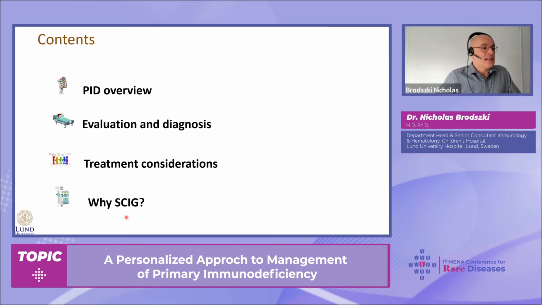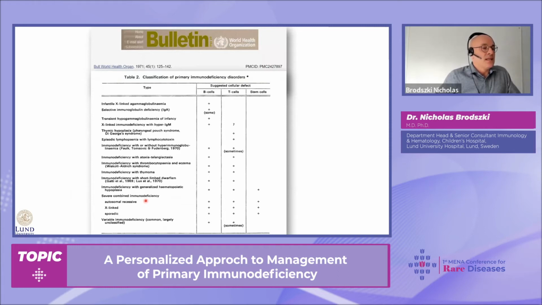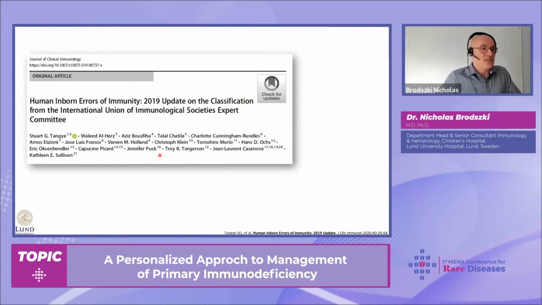Well, to start with primary immune deficiencies, that would be easy if we were still writing 1971, because at that time we knew about 12 immune deficiencies, and that would have been easy for me to describe today. However, the latest literature, the 2019 update from this society, which contains all the immune deficiencies described up to today, presents more than 430 diseases.